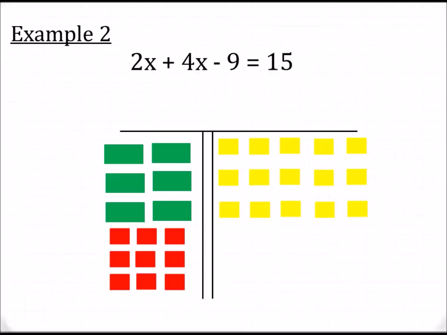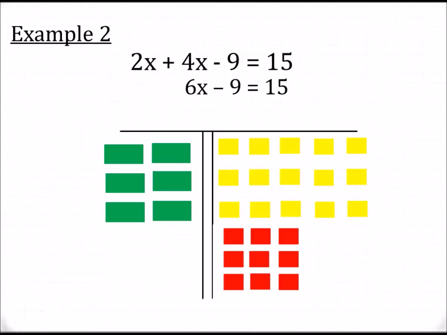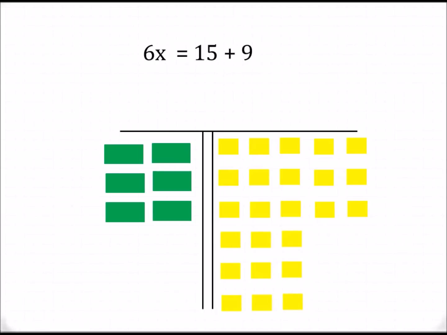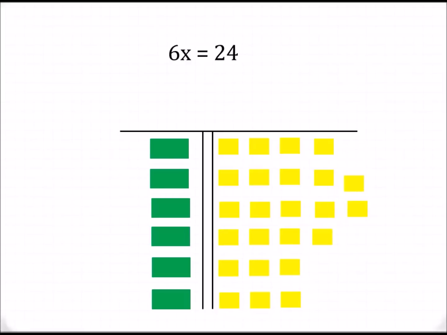Okay, example 2: 2x plus 4x minus 9 is equal to 15. Again, I can combine like terms right here because I can see physically that these are all green. That leaves me with 6x minus 9 is equal to 15. Since all the numbers are on this side and the variables are on the other, the minus 9 will have to come to the other side of the equal sign. When I bring that over, it becomes plus 9. So I can combine 15 and 9, giving me 24. Let's take the 24 and group it into the 6x pieces. If I sort them out again, x is equal to 4.